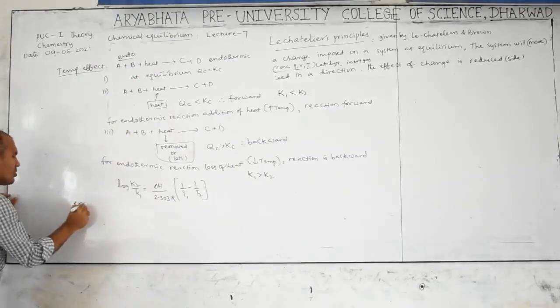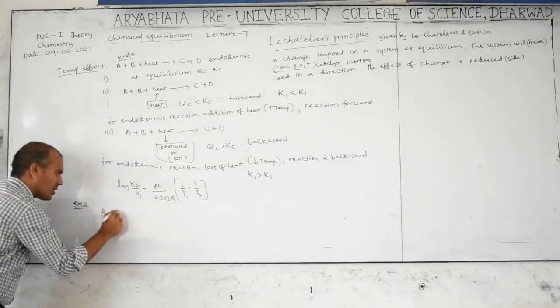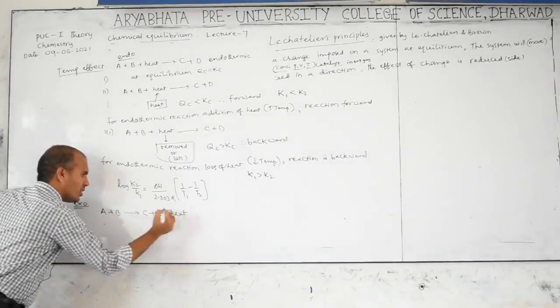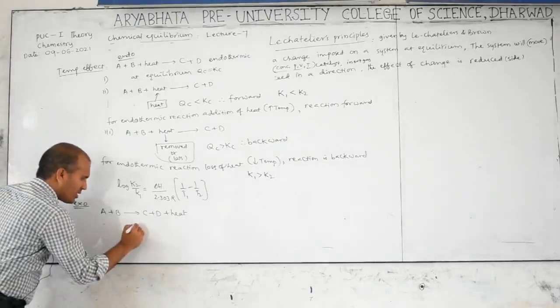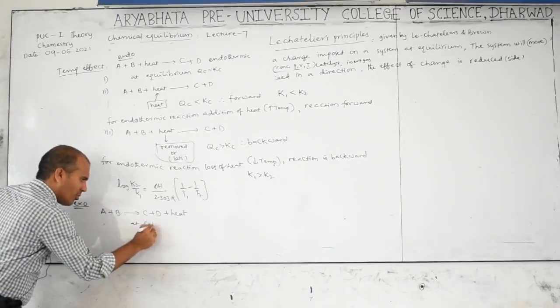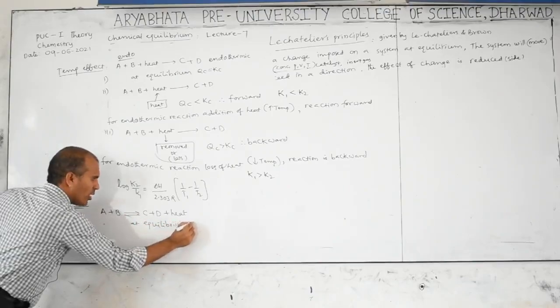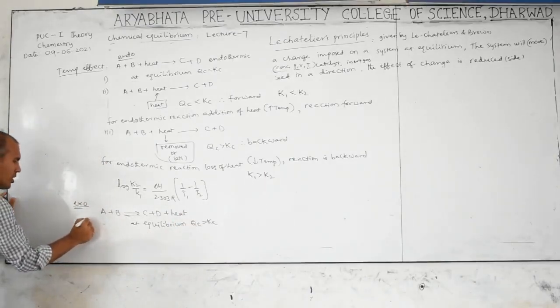Now for exothermic reaction. Exothermic reaction means what? A + B gives rise to C + D + heat. This is heat loss in this reaction. Now in this case at equilibrium, Qc is equal to Kc. This is the first condition.